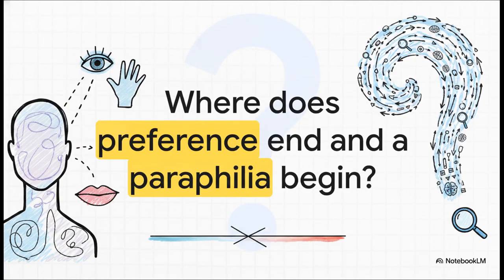Which leaves us with a really fascinating question to think about. On the vast spectrum of human attraction, where exactly does a strong physical preference end and a clinical paraphilia begin? It's a brilliant look at the complex, highly subjective boundaries of psychology, aesthetics, and human desire.